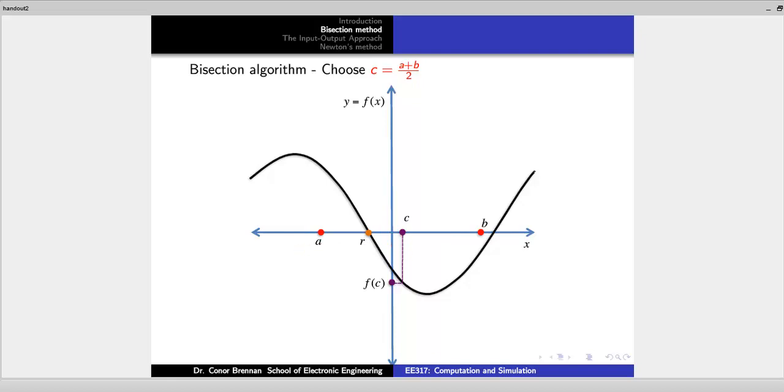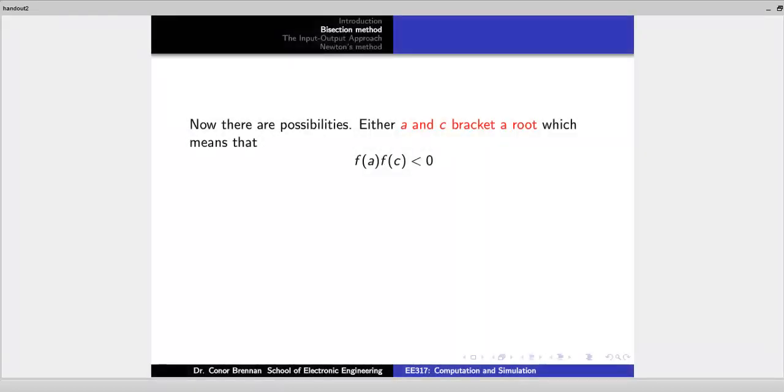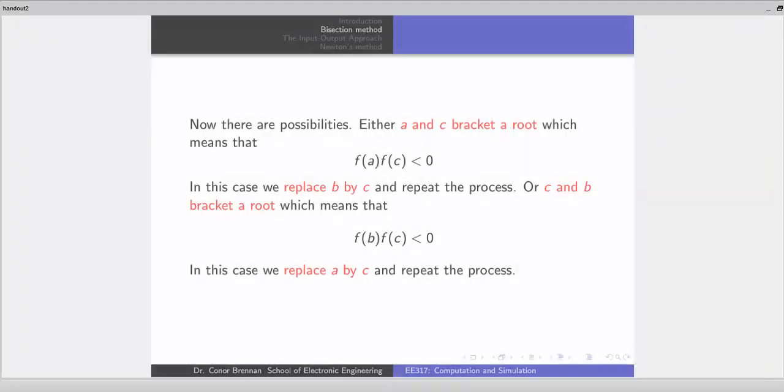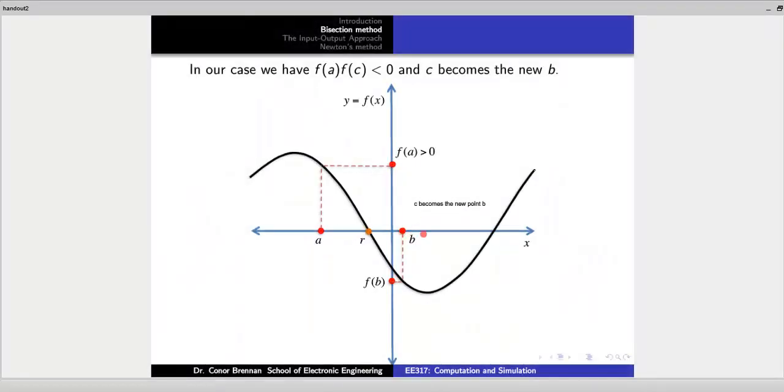So what do we do? Having found out that the root is somewhere between A and C, we still don't know where it is, but now we know it's between A and C. We replace B with C, so C becomes the new B. We've halved our interval. Our interval was twice as big. Now our interval only runs from here to here, and we repeat the process. We now have a new interval, half as big.